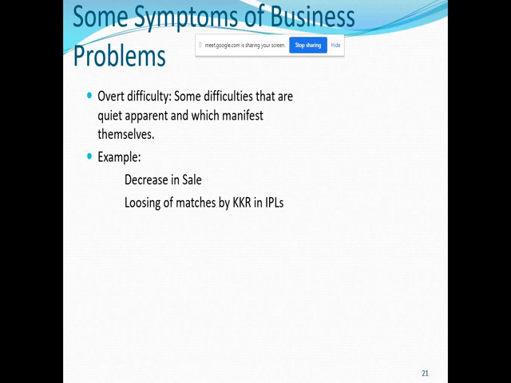And now you see, if you look at the IPL, Indian Premier League, you will find the team nearest to us, Kolkata Knight Riders. Shahrukh Khan is the owner of that, and you will find that every time they are losing matches.